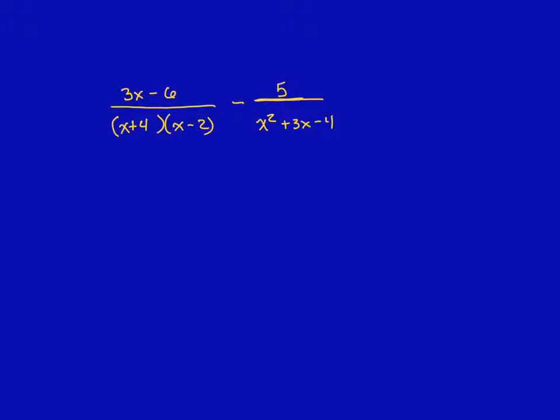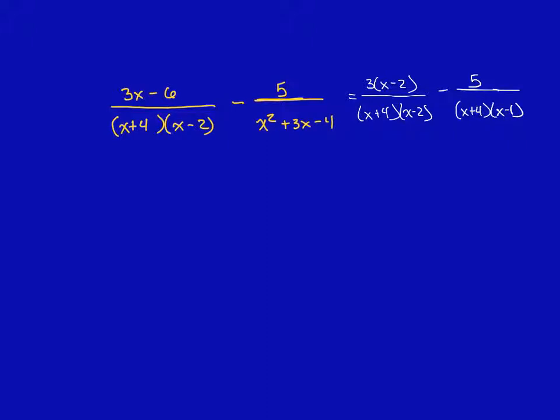Alright, so here is another one. So we got a couple of factoring that we can do. This first one we can factor out a 3, so we got x minus 2, and then we've got x plus 4 and x minus 2. I have no idea why we have all those lines there. X minus 2. And then the 5 doesn't factor, but we can look at factors of negative 4 that are going to add up to 3. That would be x plus 4 and x minus 1.